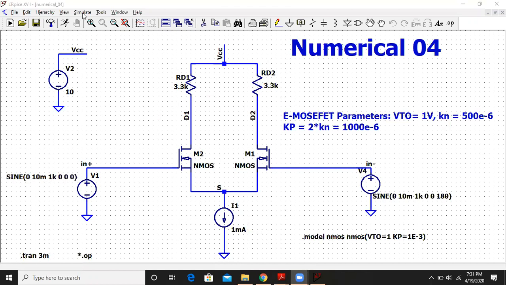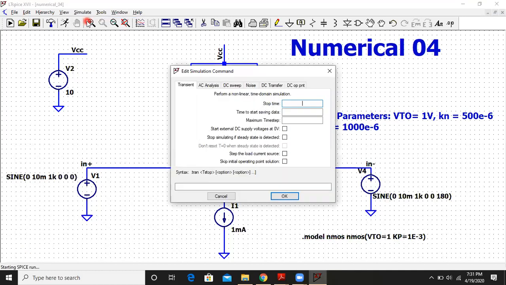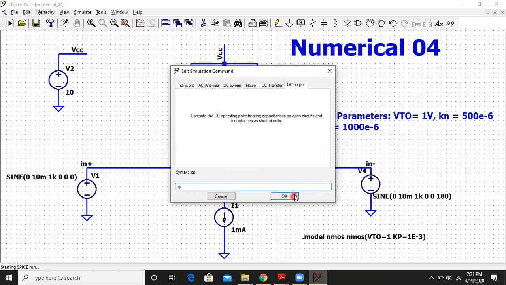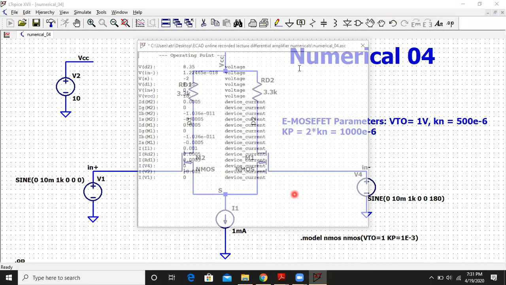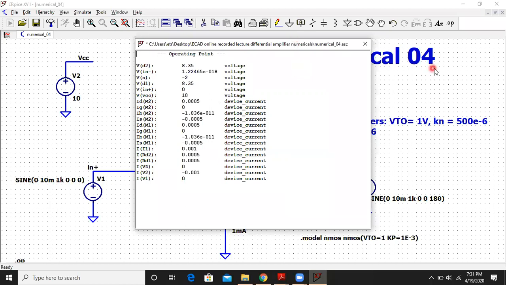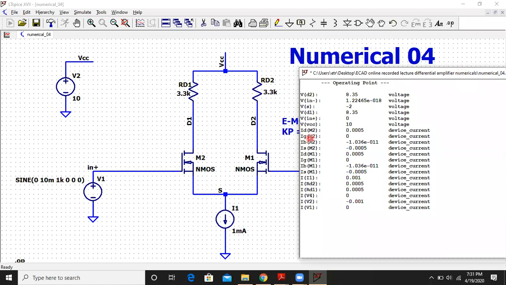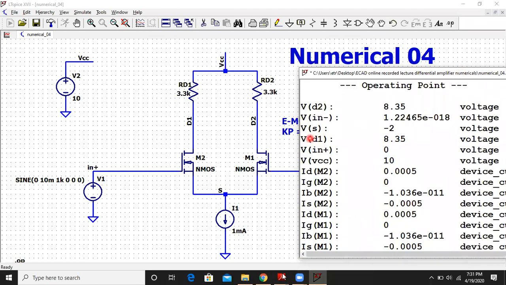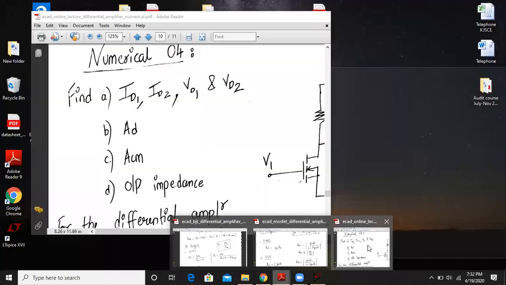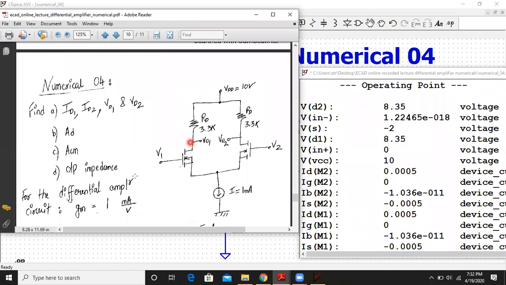Now quickly run this. First we will run it for DC analysis. For that we'll go to simulate, click on run, go to DC operating point and click OK. The moment we do that, we have got our DC values. We'll check the DC conditions first. Let me just open up the theoretical values also, so we'll keep this window open.